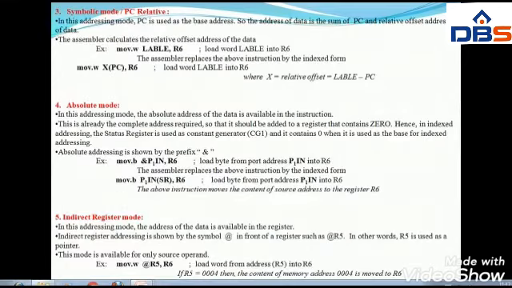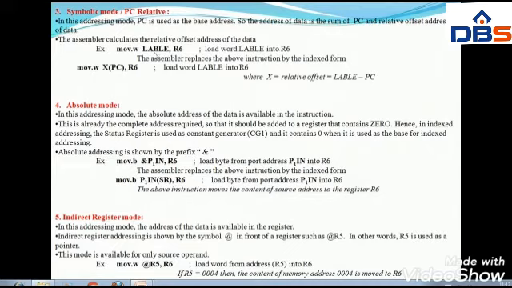So coming to the next one, that is symbolic mode or PC relative mode. In this mode PC is used as the base address, so that the address of the data is the sum of the program counter and the relative offset address of the data. Coming to the example here, MOV word LABEL, R6. Here we load word LABEL into R6.